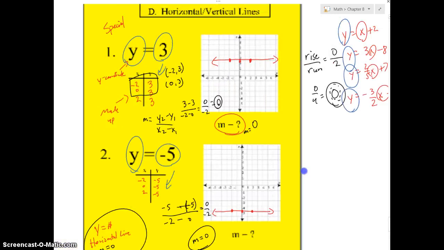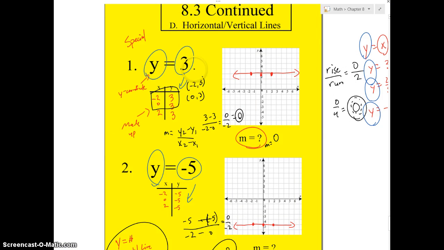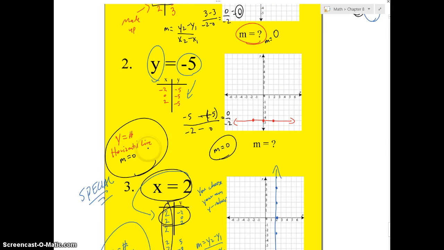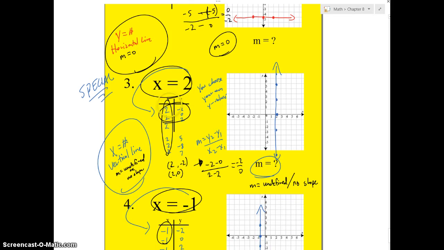So, to recap what we learned on horizontal and vertical lines, when it's y equals a number, you plug in, it tells you what the y is, so you plug those in. You end up with a horizontal line. Your slope will be 0. When it says x equals a number, you plug in your x's right here. You choose your y's. And again, you end up with a vertical line.